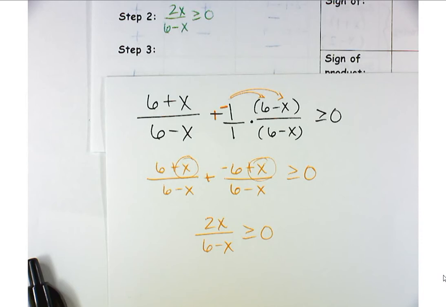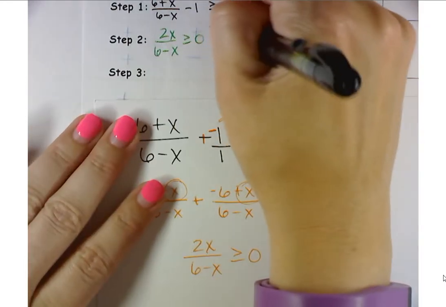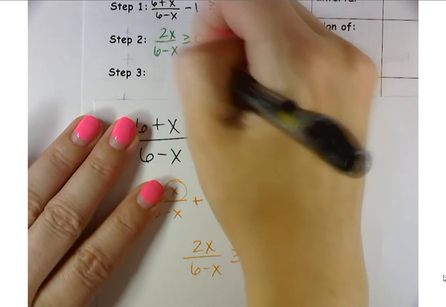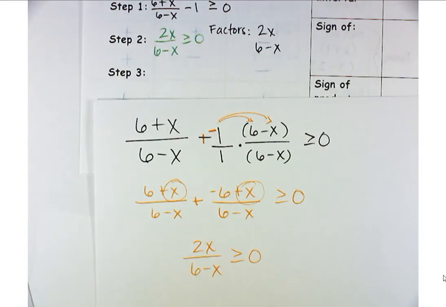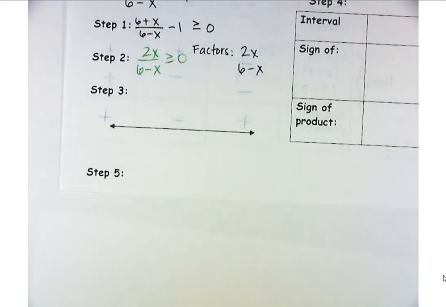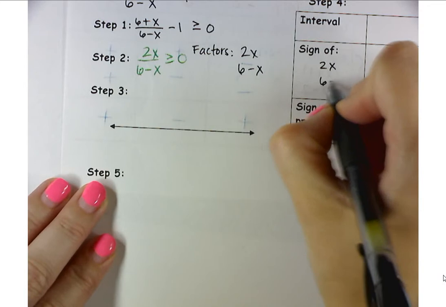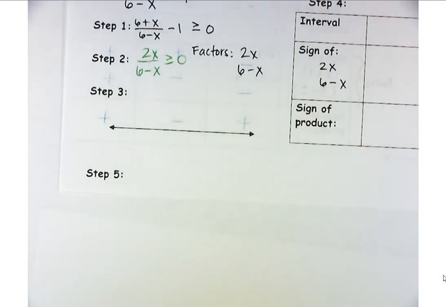Okay, your factors for the quotient is just going to be the numerator and the denominator. So my factors are already right here. My factors are 2x and 6 minus x. So I can just put these in my chart right now, the 2x and the 6 minus x. Okay, those are going to be my factors.